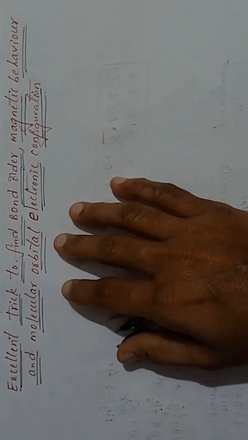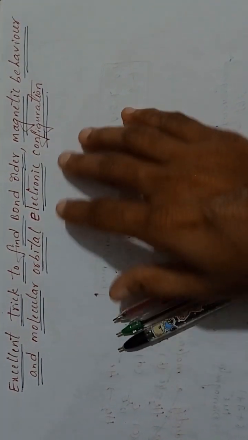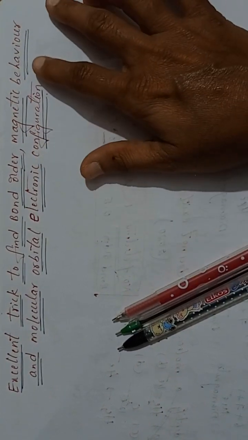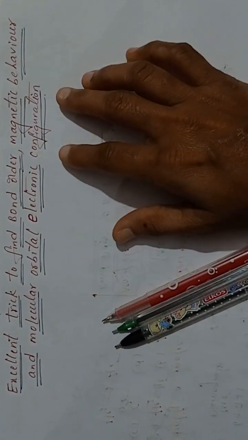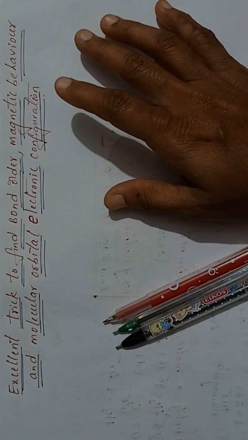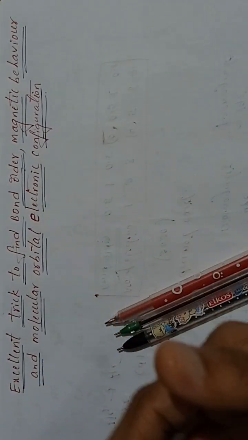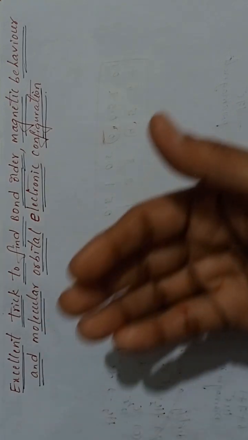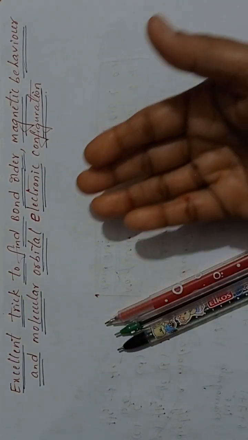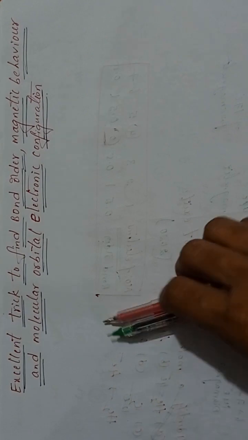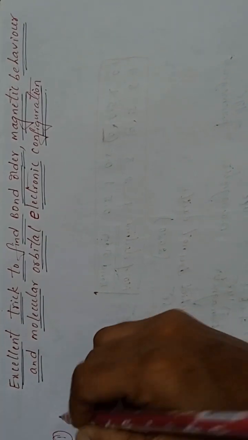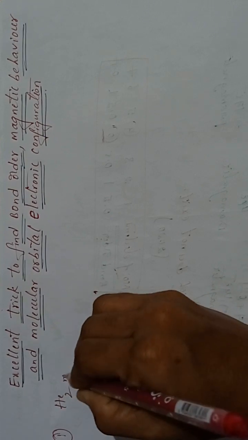In today's session I am giving you an excellent trick to find the bond order, magnetic behavior and molecular orbital electronic configuration. Here I am doing a number of examples. I am going to calculate bond order, magnetic behavior and electronic configuration. So first I am taking the example of the He2 molecule.